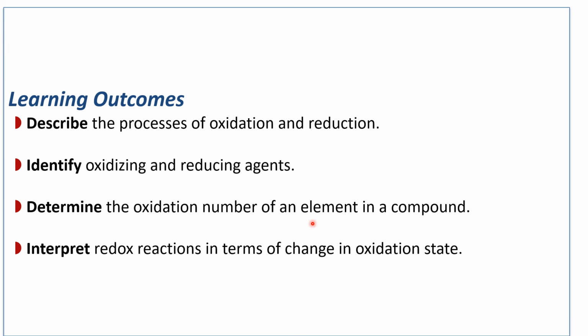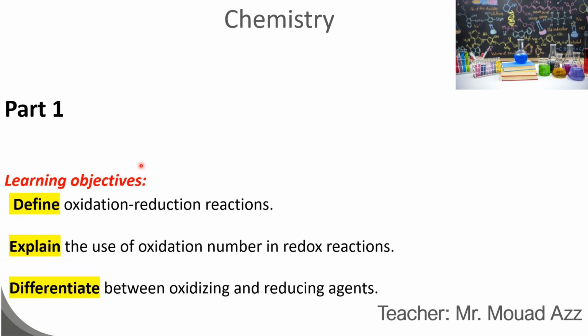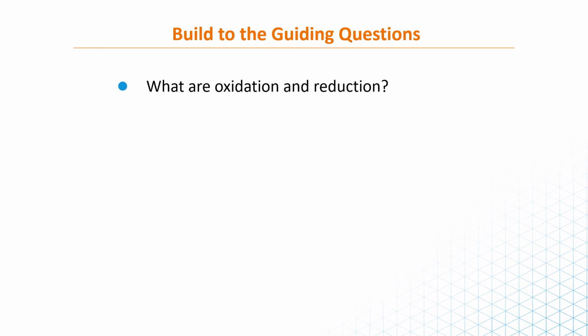Determine the oxidation number of an element in a compound and interpret redox reactions in terms of change in oxidation state, يعني oxidation number. Don't worry, we are going to see these learning outcomes in details بإذن الله. So the first part of the lesson is going to focus on defining oxidation and reduction reactions, explain the use of oxidation number in redox reactions, and differentiate أو نفرق ما بين oxidizing and reducing agents. First section, okay? So these are the building questions.